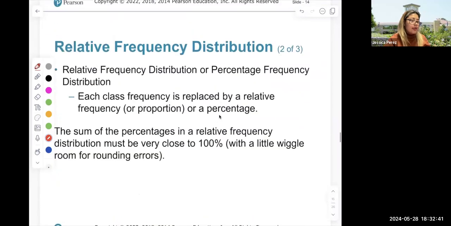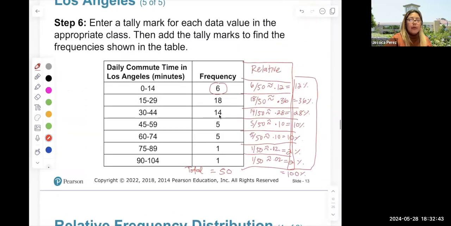Remember, how did I get those values? Right here: the frequency divided by the total, the frequency divided by the total. Pretty much all they did was replace the frequency, so they don't have them together. They just have either the frequency distribution or the relative frequency distribution.